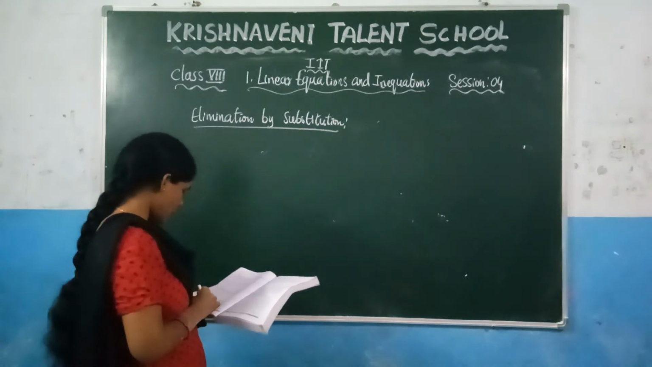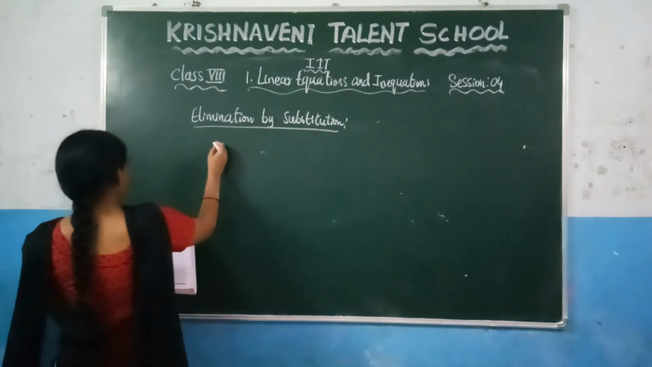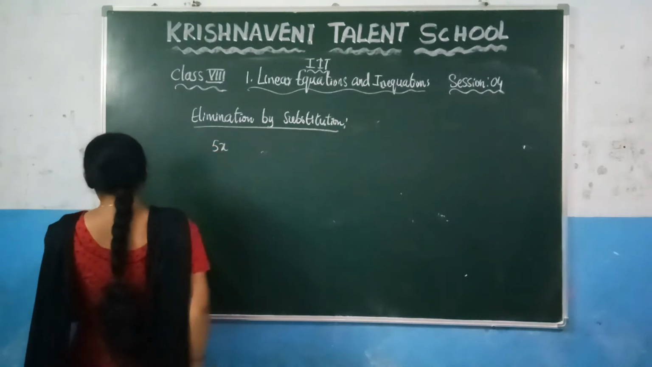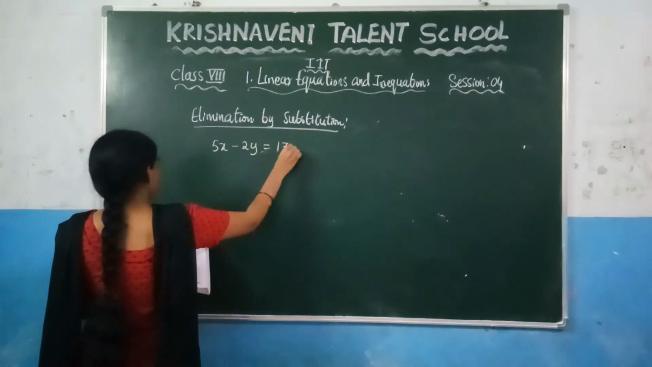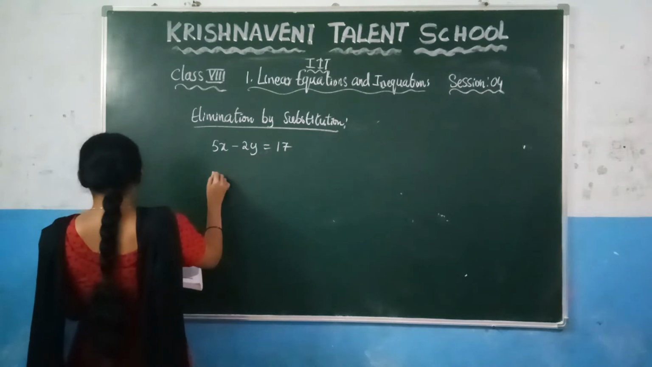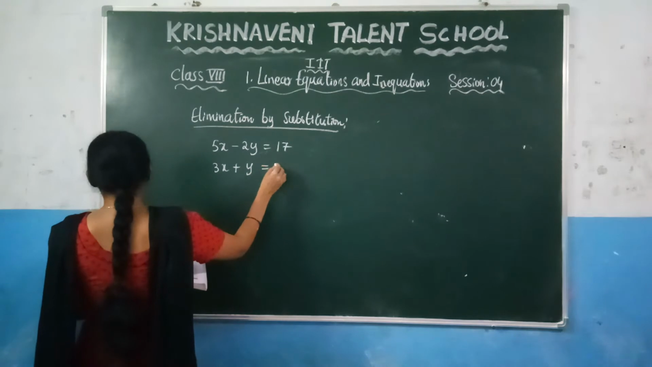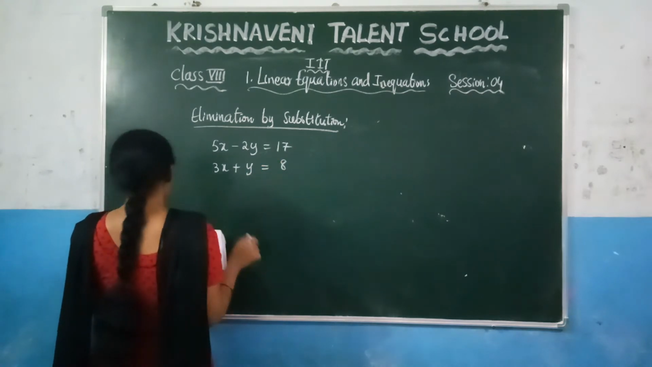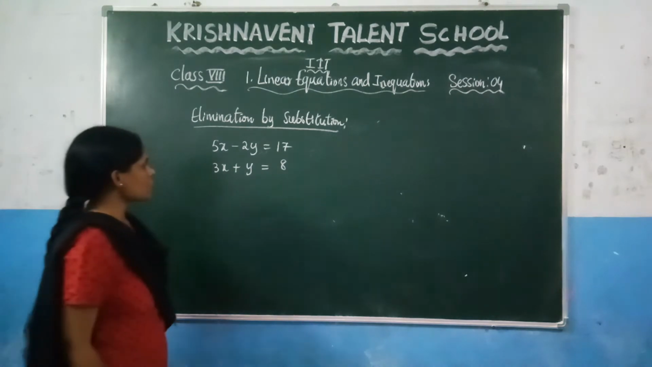Here, if you see page number 6, they have given one example, elimination by the substitution. They have given the equations 5x minus 2y is equal to 17, and similarly 3x plus y is equal to 8. Here you need to find the value of x and y by using the substitution method.